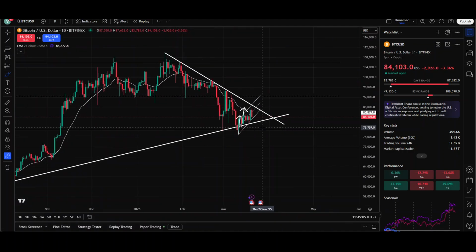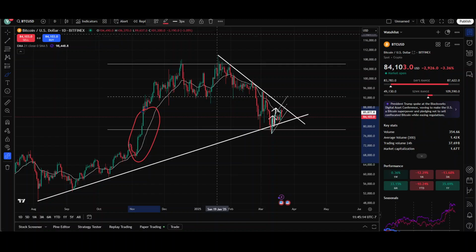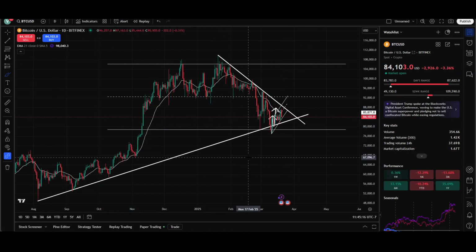So again, I just don't see a lot of strong buying, right? You don't want to see this type of weak structure coming out of a low. You want to see big green candles, something like that. So we just don't see the buyer stepping in.